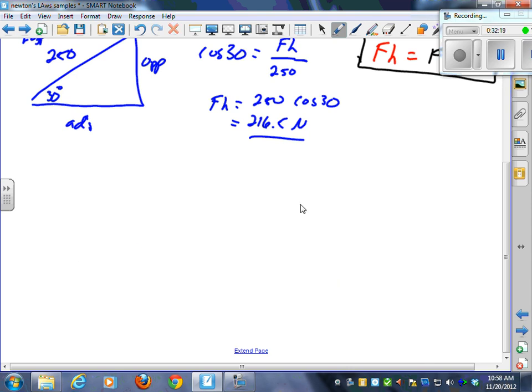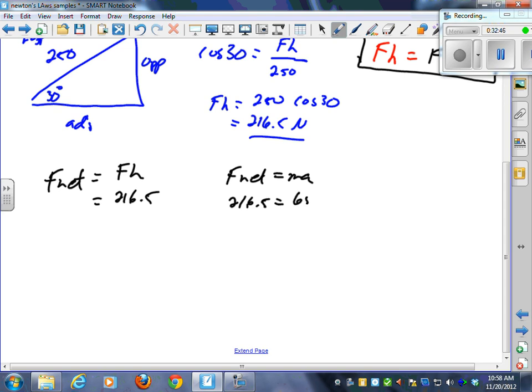The good news is that my net force, my net horizontal force, is actually equal to my horizontal component. There's no friction to involve, right? So my net force is actually 216.5. And now that I've got that, now I can write F net is equal to MA, 216.5. The mass of this thing is 65. A is equal to 216.5 over 65. 3.33.